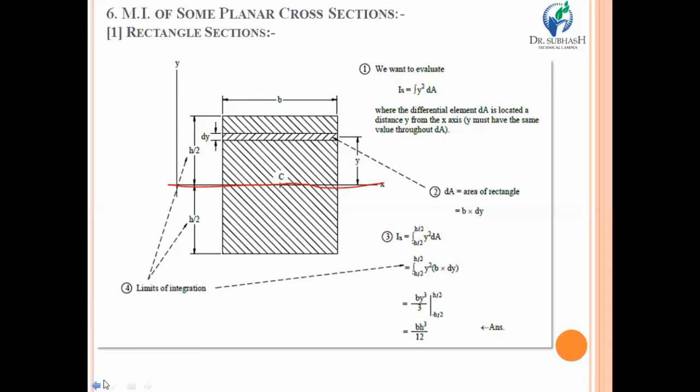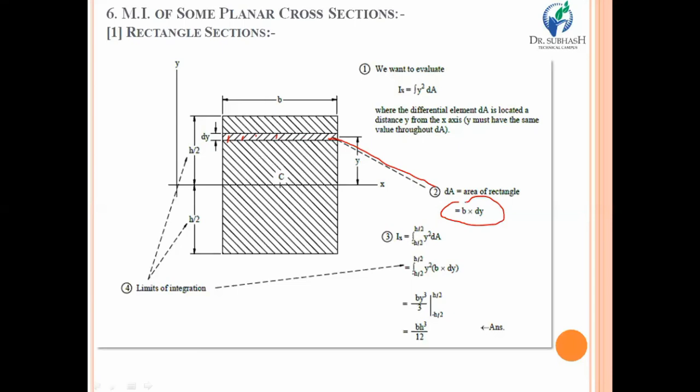So from the diagram, first of all, you have to select one small layer. Suppose that is PQ, having depth dy and width equal to b. Generally, you select the layer which is located at a distance y from the centroidal axis. This is the initial portion that you have to take care of. After considering that layer, just calculate the area of that small layer, and that will become b into dy. That means this is the area of the small element that you have selected.